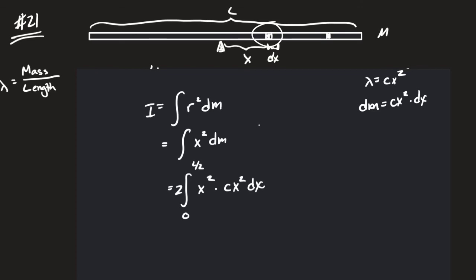All right, well, that's really about it here. I do need to remember that C is 12m over L cubed, because I want to make sure I get that in the end there. So the C pops out of this, and I get 24m over L cubed, the integral from 0 to L over 2, x cubed dx. Right, x squared times x squared is x to the 4th.